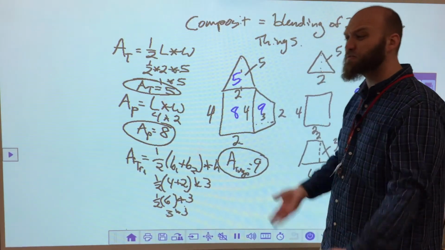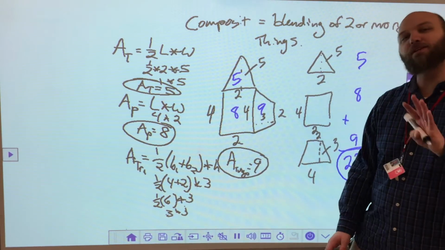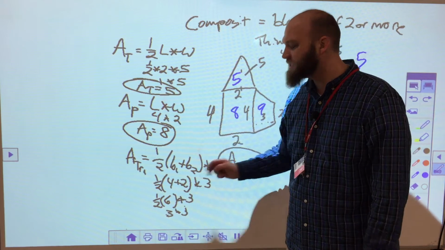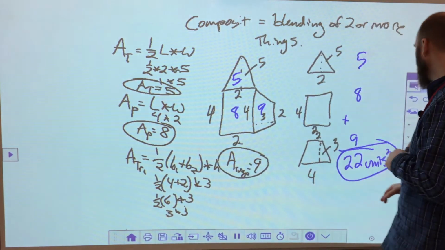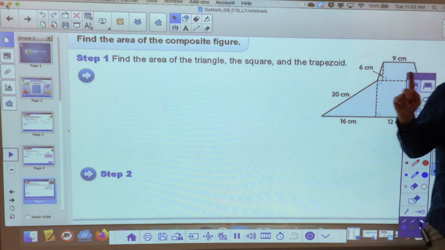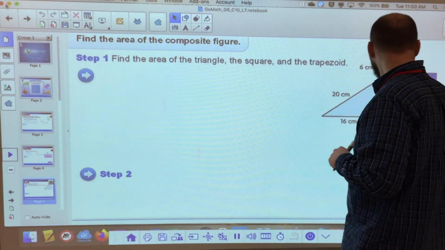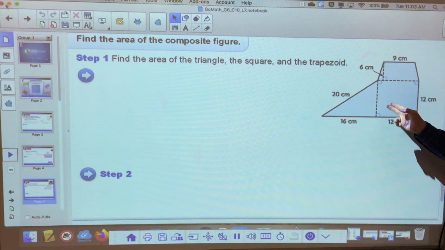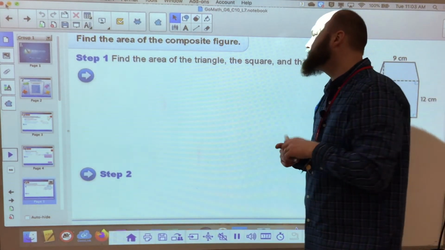You might say, well, Mr. W, this is a really long, complex problem, but it's not. It's actually 3 very simple problems, just looked at a little bit differently. So let's back up and take a look in your book. What I end up with here is a composite figure that's made up of a triangle, a trapezoid, and a parallelogram. Look familiar? It should.